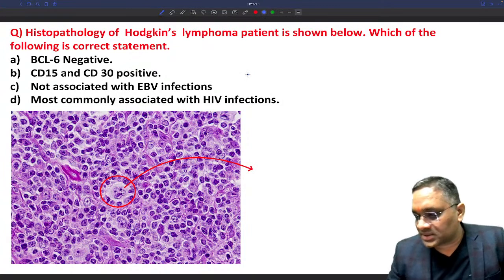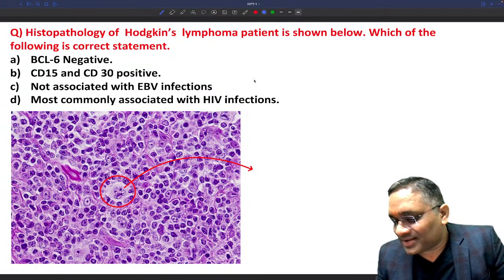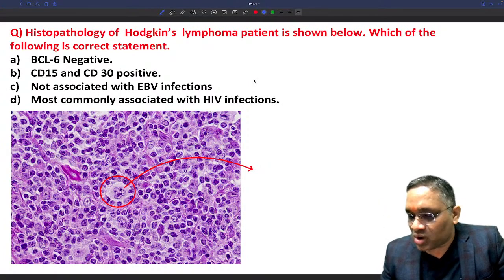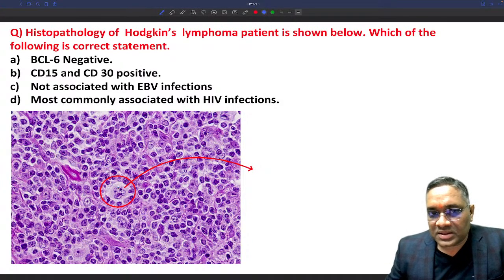How is the nucleus? It's not CMV. Where is the CMV? It's not CMV. No, no, no. Very good. It's a lymphocyte predominant. Very good, Abhijit. You got it. It is a lymphocyte predominant, and you can see the nucleus is having multiple lobes.